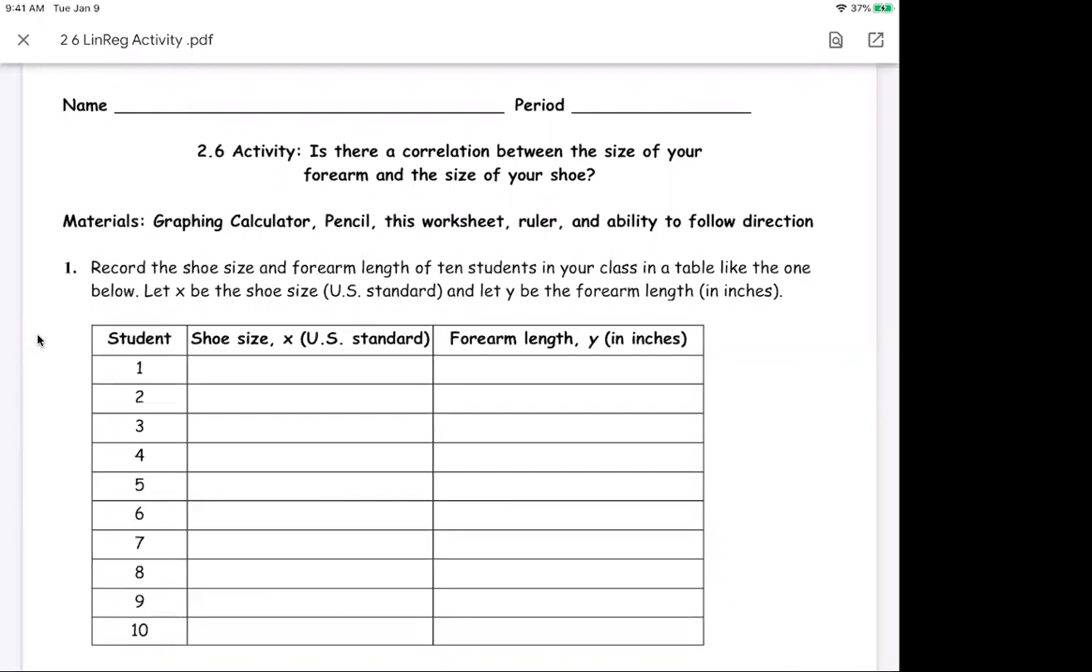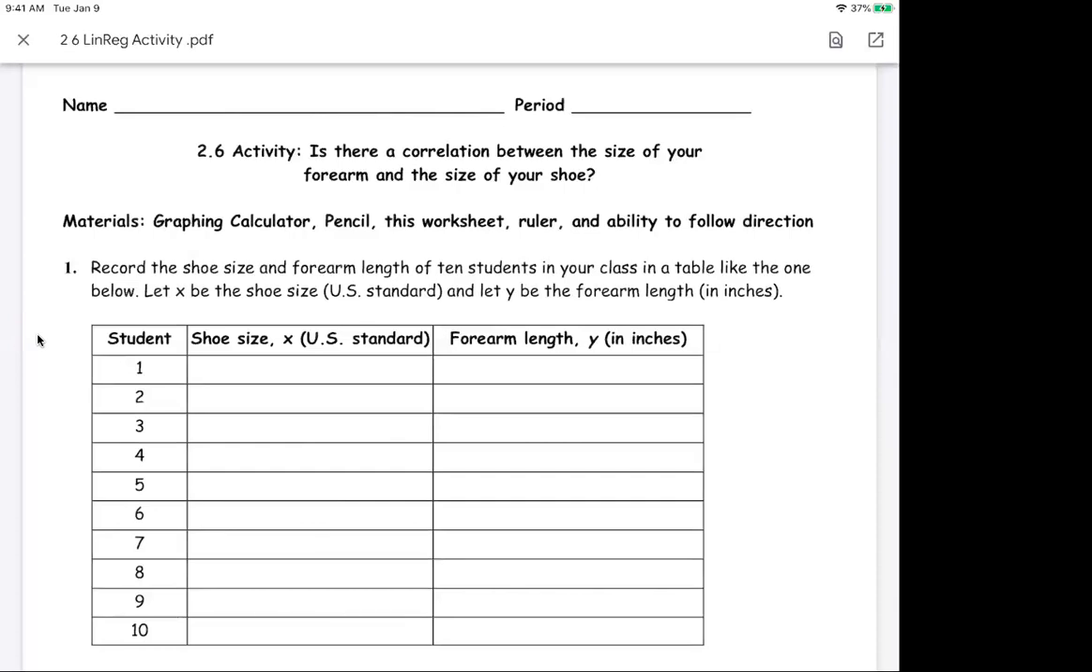The other thing that you're going to do is measure the length of your forearm, and this is a little weird. This is where you need your ruler. Your forearm pretty much goes from your elbow until that bony point on your wrist, the bone that protrudes from your wrist. It's on the outside of your wrist. So you're going to measure from your elbow up to that bony point of your wrist in inches, and that would be the length of your forearm.